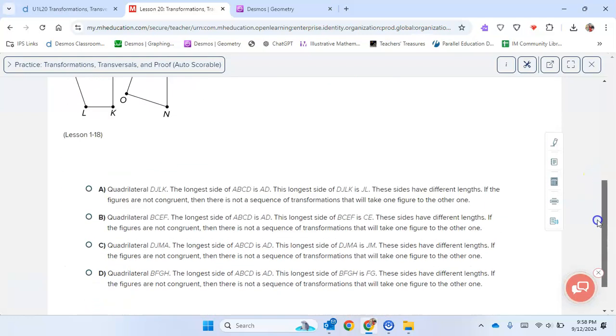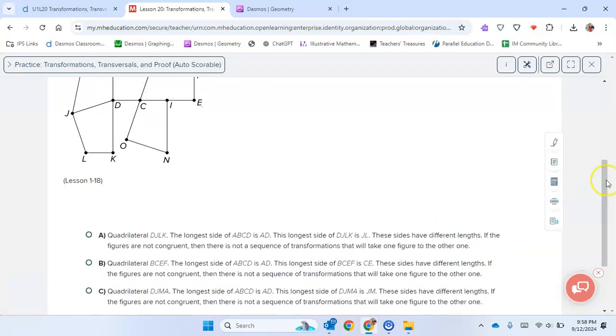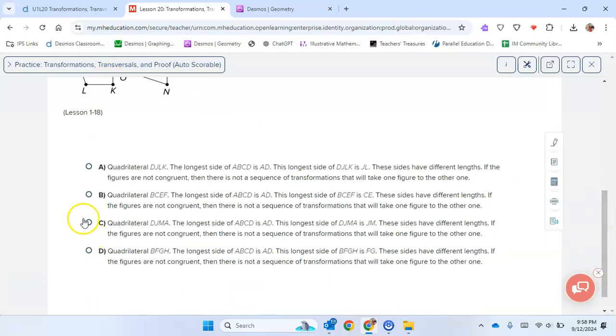So what do they name it? DJMA. DJMA, yeah. Quadrilateral DJMA, the longest side of ABCD is AD. The longest side of DJMA is JM. These sides have different lengths. If the figures are not congruent, then there's not a sequence of transformations that will take one figure to the other one.